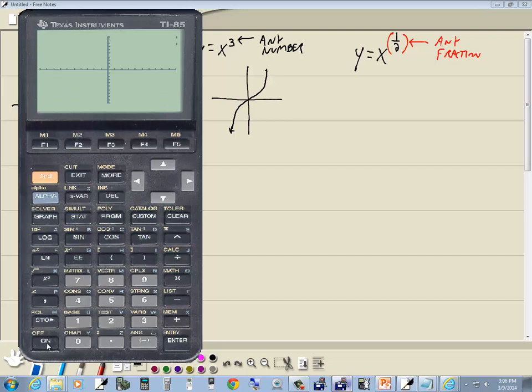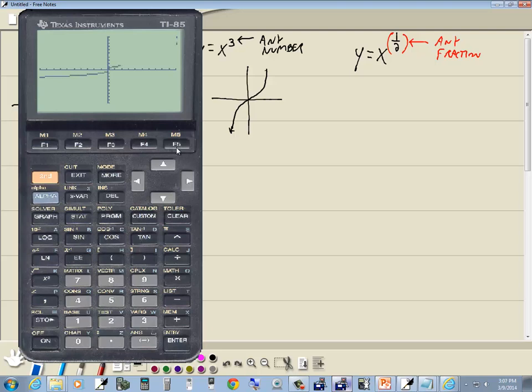Well, why is it shutting off? Let me see. X caret 1 divided by 2. Exit there, and I want to choose graph. How about if I change it to 3? Exit, graph.